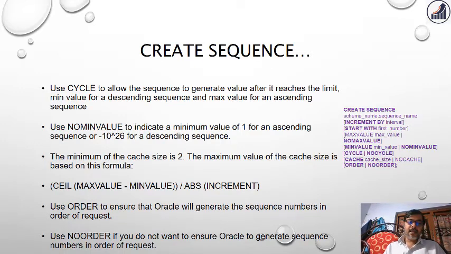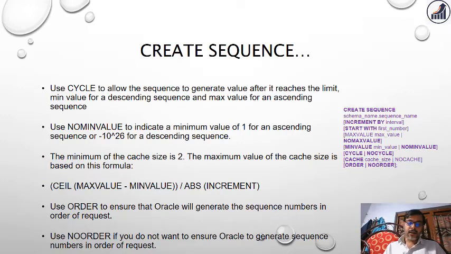Cache. Specify the number of sequence values that Oracle will pre-allocate and keep in memory for faster access. The minimum cache size is 2. The maximum cache size is based on the formula: the ceiling of max value minus min value, divided by the increment. In case of a system failure, you will lose all cached sequence values that have not been used in a committed SQL statement.